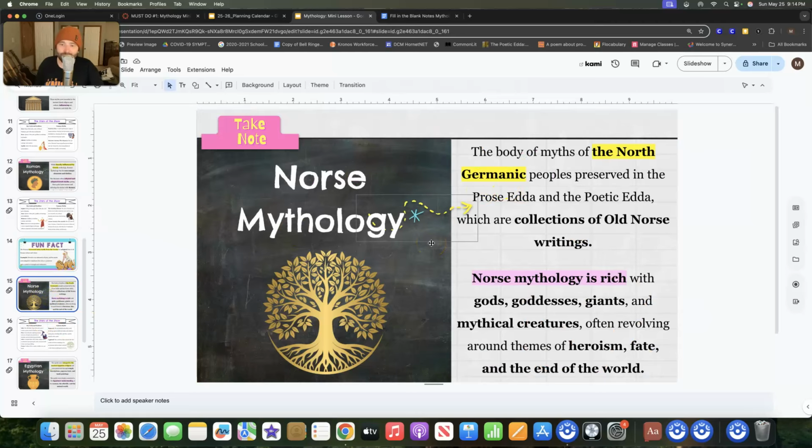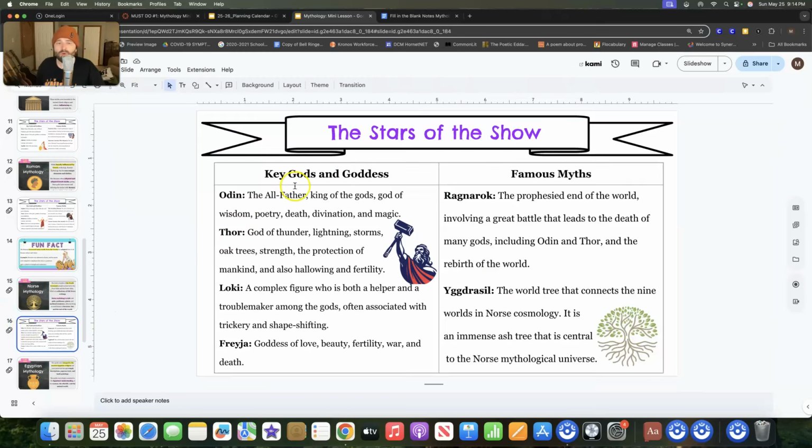Now, Norse and Egyptian. A lot of people love Norse mythology, especially if you've ever played the game God of War. It starts off Greek and then it moves into Norse. Who knows what will go next? The body of myths of the North Germanic people is preserved in the Prose Edda and the Poetic Edda, which are collections of Old Norse writings. Norse mythology is rich with gods, goddesses, giants, and mythical creatures, often revolving around themes of heroism, fate, and the end of the world. So, some of our most famous ones: Odin, Thor, Loki, Freya. If you've played the new God of War, you've seen them, you've heard of Ragnarok.